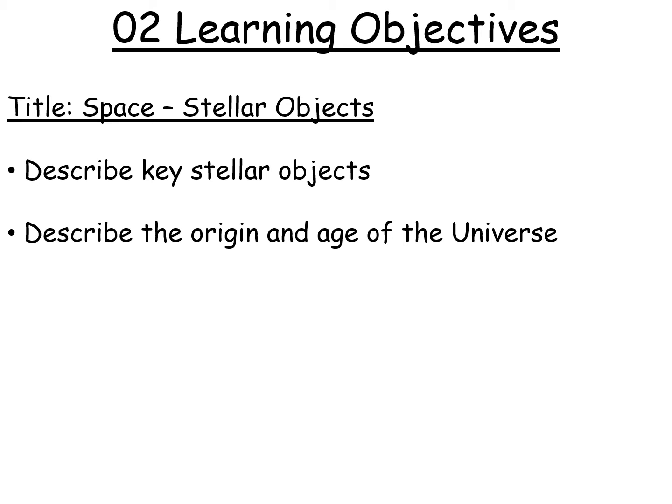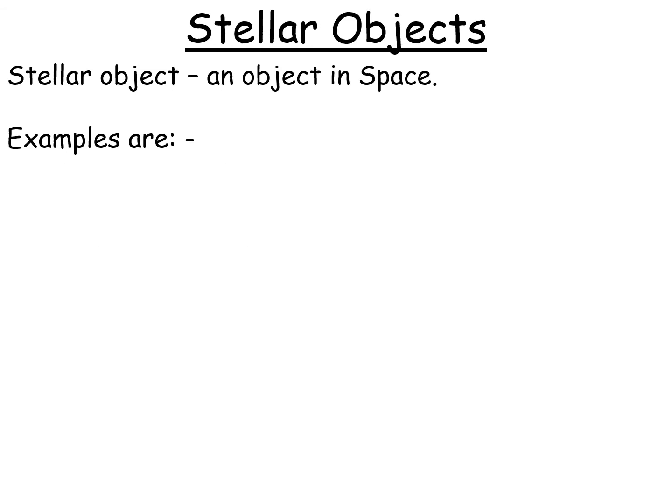Hi folks, welcome back to our lesson number 2 in the space topic. Today is a lot shorter because you're going to be doing a lot of research to find out about these things called stellar objects. You're going to describe key stellar objects and also learn a little bit about the origin and age of the universe. So a wee bit of info there for you at the end of this lesson.